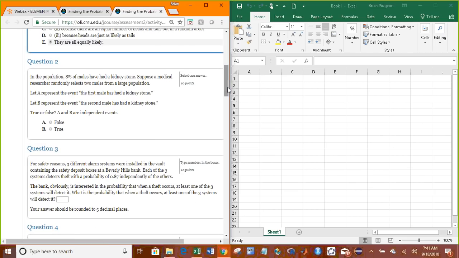In a population, 8% of males have had a kidney stone. Suppose a medical researcher randomly selects 2 males from a large population. Let A represent the event the first male has had a kidney stone. Let B represent the event the second male has had a kidney stone. True or false? A and B are independent events. I'm going to go ahead and say yes, that is true, because one individual having kidney stones really isn't going to affect anything about another male, or anybody else for that matter, having a kidney stone, especially when it says a large population.